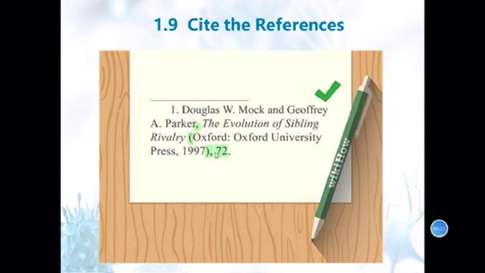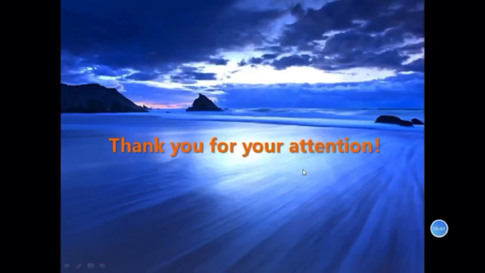Another part is citing the references. In this part, another professor will give you a lot of information in detail. Here we will not learn how to set the references.